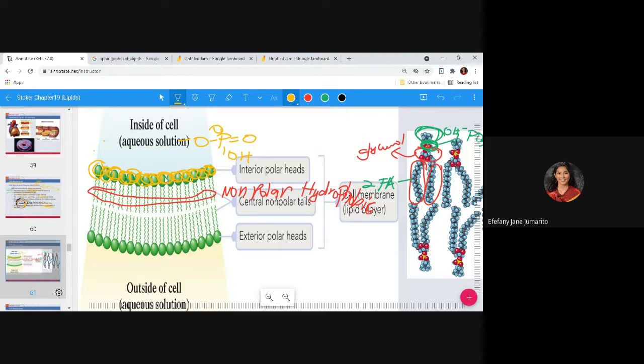So they are polar or non-polar? Polar, ma'am. They are the polar region. So same thing here, they are the polar region. And here are non-polar.